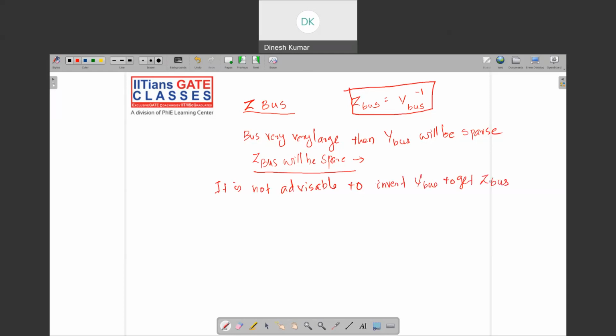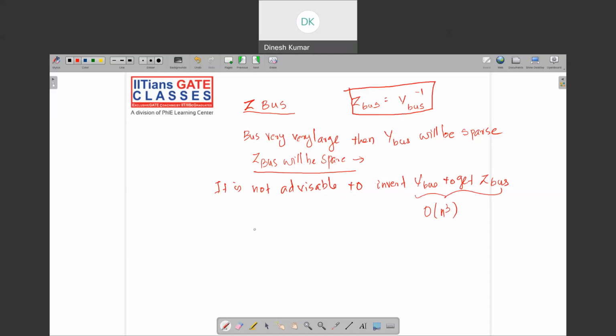I have already explained in the last session why we should not invert Ybus to get ZBus, because the inversion is of order n cubed. So the order of complexity is very high for inversion. So we have to find some other method to find the ZBus.